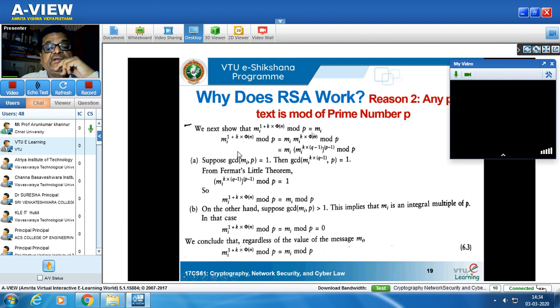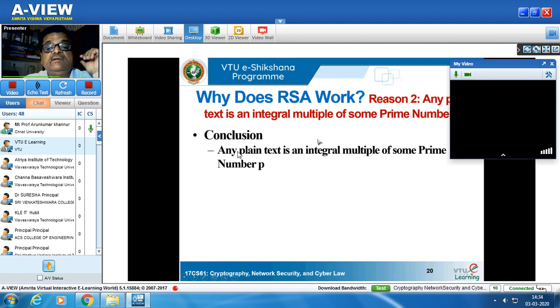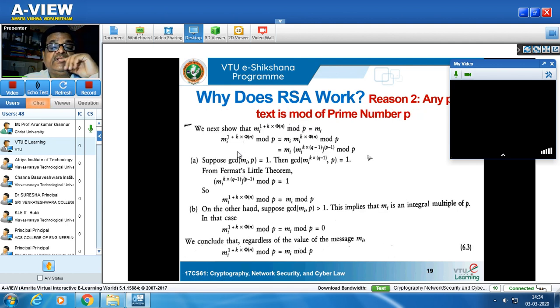So how do we represent Euler's phi of numeric value n? If P and Q are two prime numbers, then the Euler's function can be represented like this. So we split phi n, then mi equals mi into mi raised to k into (q minus 1), this whole factor raised to (p minus 1), mod P.